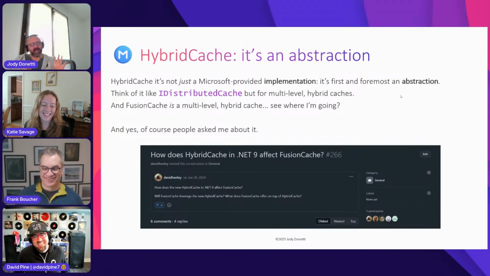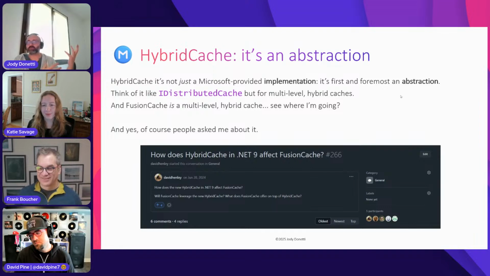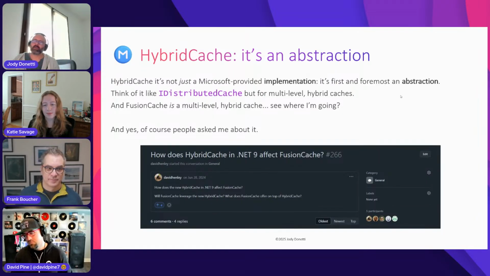So basically, HybridCache is not a concrete class. It's an abstract class. It's basically the same as an interface, but they picked an abstract class to be more future-proof, to make modifications in the future and to not be limited. Basically, it's like a distributed cache for distributed caches, HybridCache for multi-level caches. And FusionCache is a multi-level hybrid cache. So if you see where I'm going, of course, people ask me, hey, how does HybridCache in .NET affect FusionCache? Will you rebuild it? Will you discontinue the project, whatever?